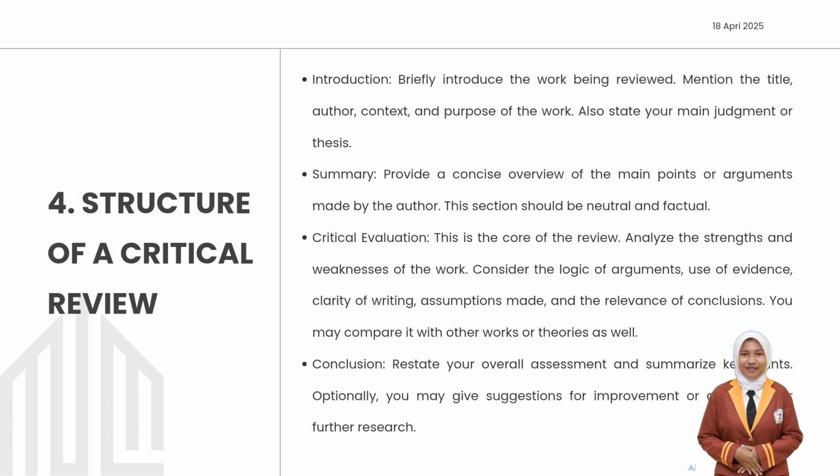Critical evaluation. This is the core of the review. Analyze the strengths and weaknesses of the work. Consider the logic of arguments, use of evidence, clarity of writing, assumptions made, and the relevance of conclusions. You may compare it with other works or theories as well. Conclusion. Restate your overall assessment and summarize key points. Optionally, you may give suggestions for improvement or directions for further research.